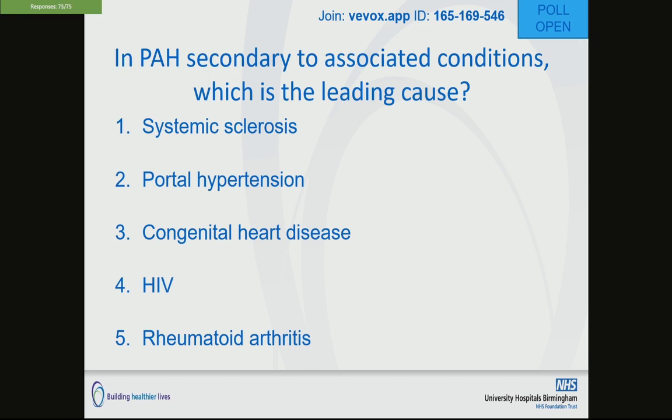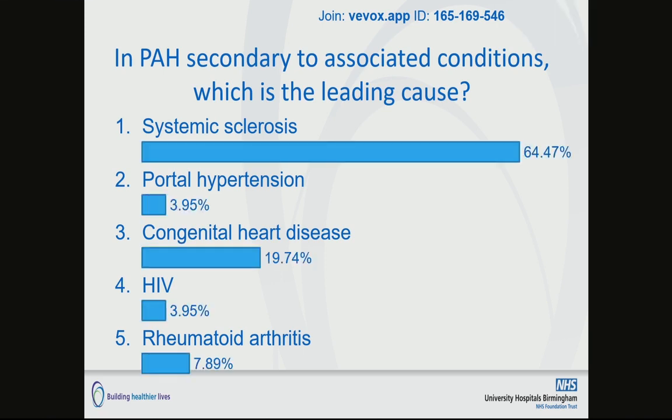I see a few more people have voted in that one. Let's see what you said. Absolutely, yeah. So systemic sclerosis, it's about 9%. Congenital heart disease, I said 5 to 10%. So, but systemic sclerosis is the one that's the most commonly associated with it. HIV was about 0.5%. Okay.